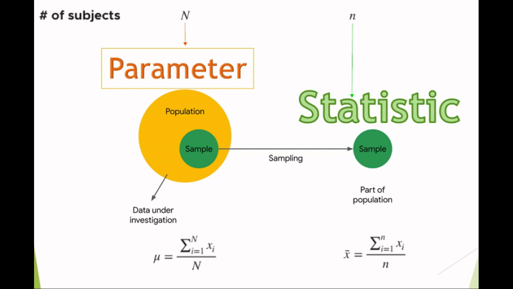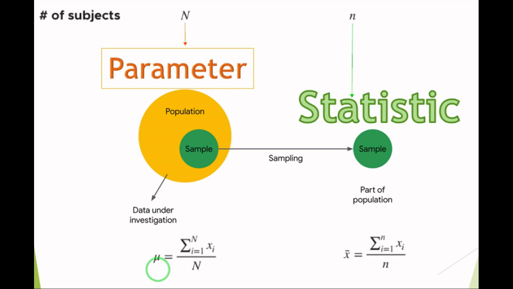Okay, now calculating the mean of a population versus the mean of a sample. Let's see what the differences and similarities between these two are. First, let's break down the process by talking about the mean or average of the population. Here you can see the formula that is used to calculate the population mean. This letter is the Greek letter called mu.